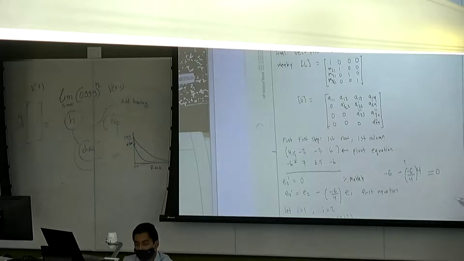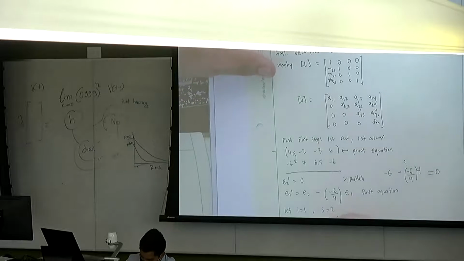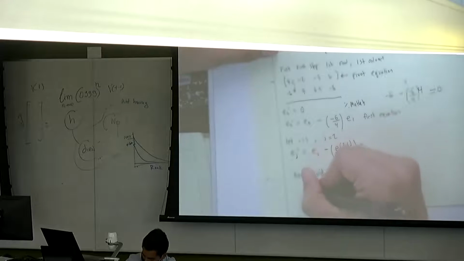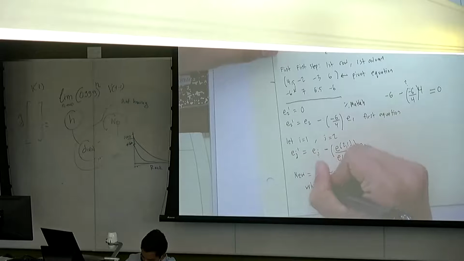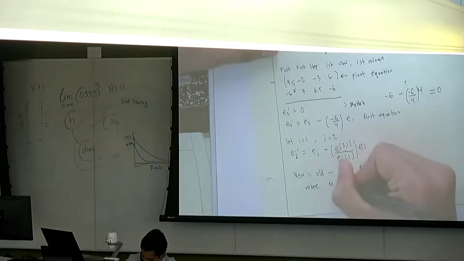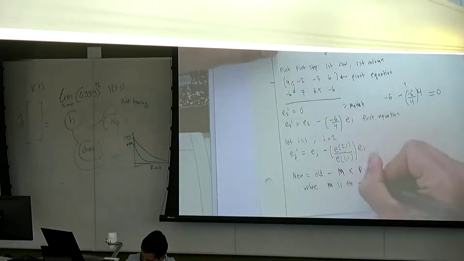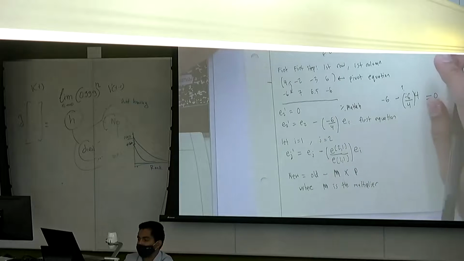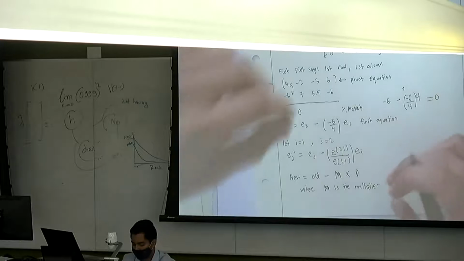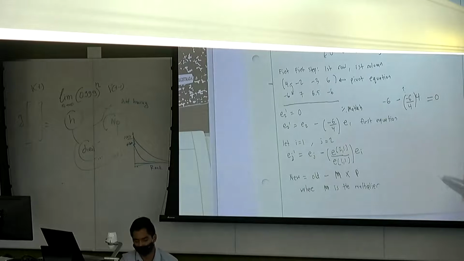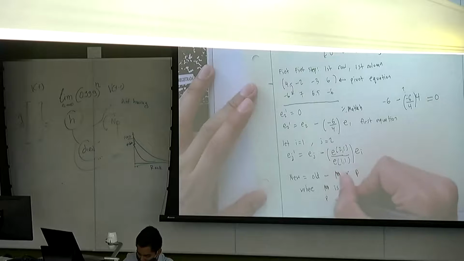So what's the multiplier? Where m, let's make that a lowercase m. M is the multiplier. We're just defining a number, okay? And then P is the pivot equation.